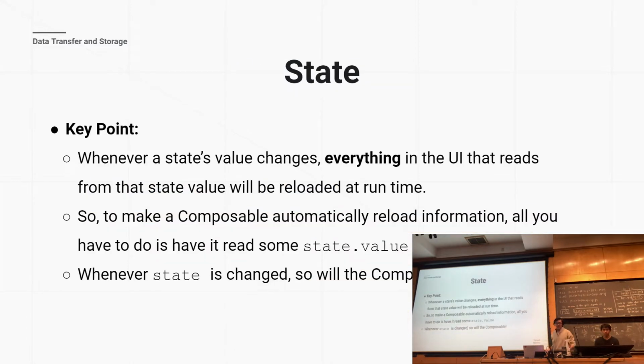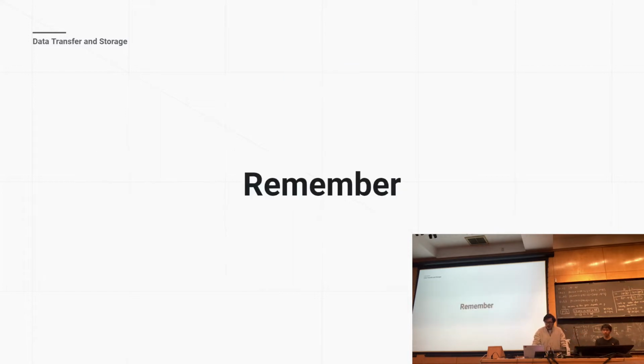Now, the key point here: whenever a state value changes, everything in the UI that reads from that state will also be reloaded at runtime. So, when a composable automatically reads information, all you have to do is, again, change the state value. However, we have a problem, right?